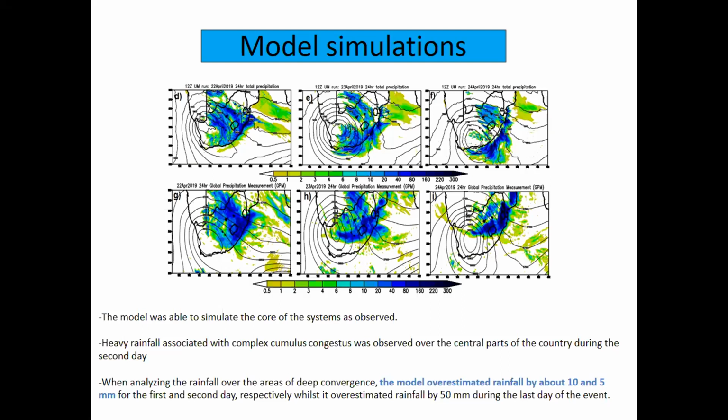But when they analyzed the rainfall over the areas of deep convergence, the model tended to overestimate rainfall by about 10 and 5 millimeters for the first and the second day, while it overestimated about 50 millimeters on the last day. So you can see that there needs to be model simulation improvement when you speak about the skill. As crucial as the forecasting was, the overestimation found by this paper is also important in terms of model development and improvement.